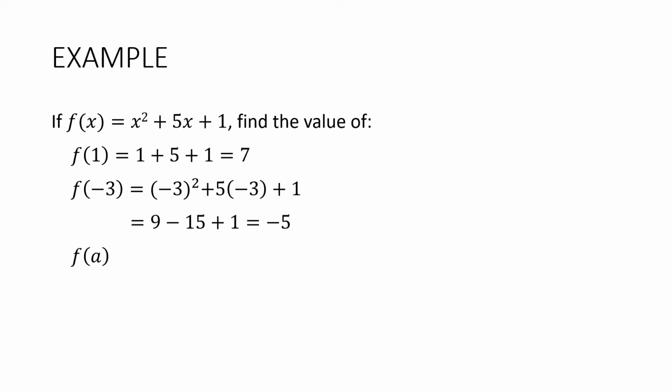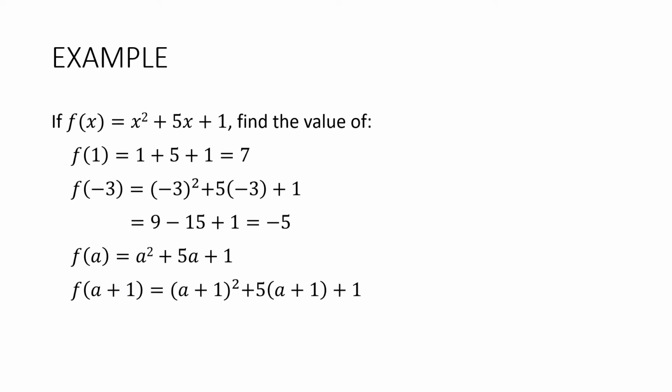We can substitute another pronumeral in. So a goes into here, becomes a squared plus 5a plus 1. Or we can substitute in a more complicated algebraic expression like a plus 1. And again, use your brackets. So substituting in, we get this. And then it is expected that you will expand that out and simplify it. So we have a squared plus 2 times a times 1, which is 2a, plus 1, plus 5a plus 5 plus 1. Tidying it up, we get a squared plus 7a plus 3.